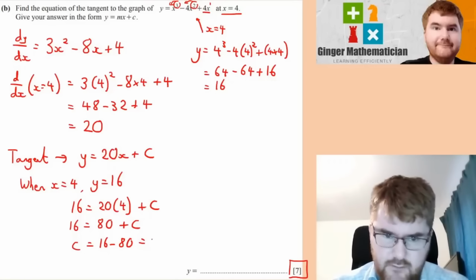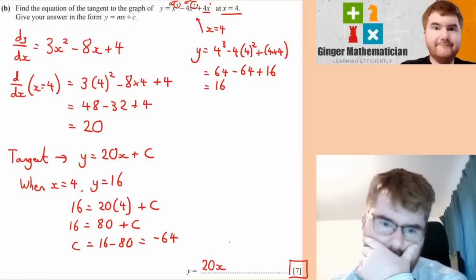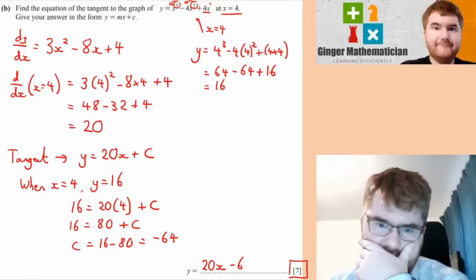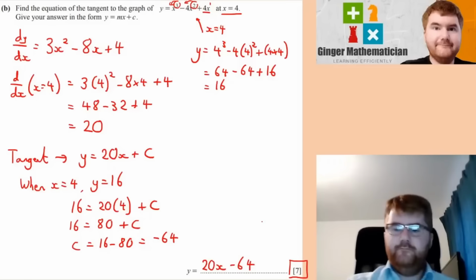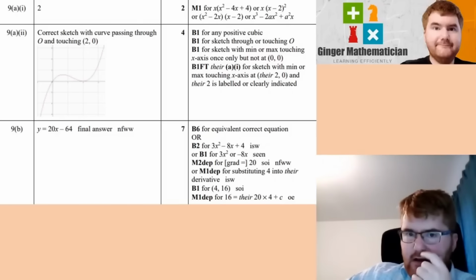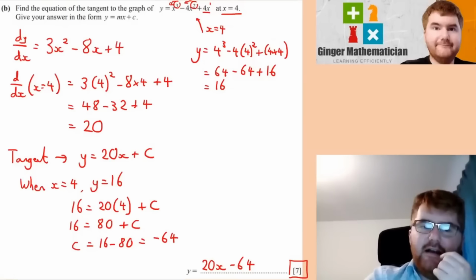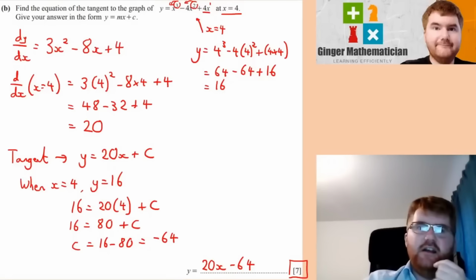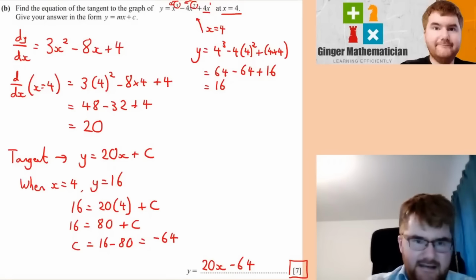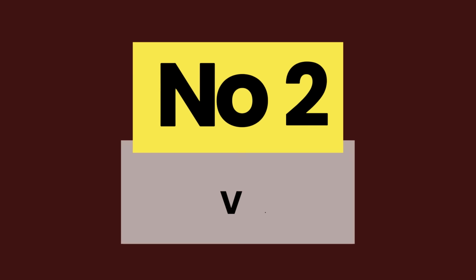So our final answer is y equals 20x minus 64. And you'll see that agrees with the final answer at the end for all 7 marks. So just be very careful of that kind of calculation right at the end. You're going to be tired at the end of a question like this. Make sure you're accurate all the way until the end.